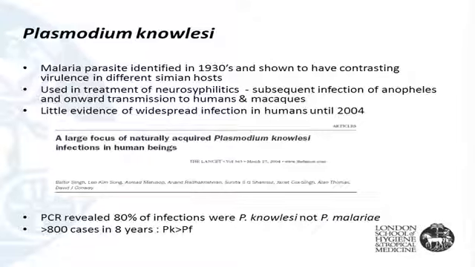As far as human infections are concerned, there were a few isolated cases. Some of them made the news. One was in a CIA agent who was in Malaysia and Borneo. The other big news came out in 2004, when Balbir Singh and Dave Conway from the London School described a large focus of naturally acquired knowlesi infections in Sarawak.